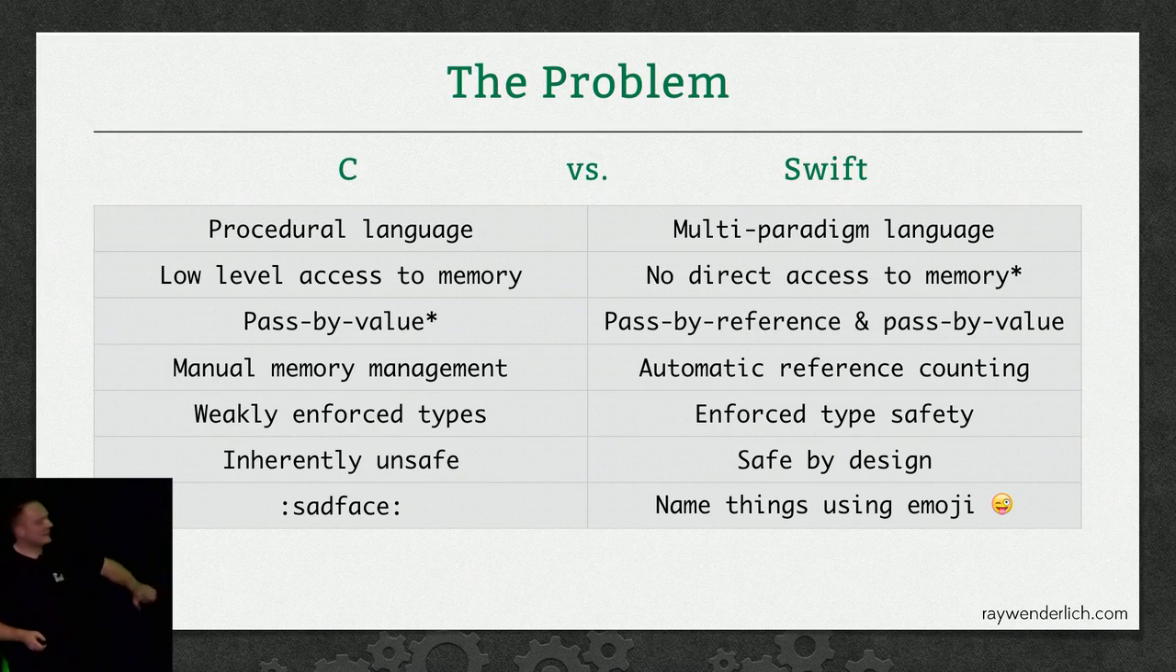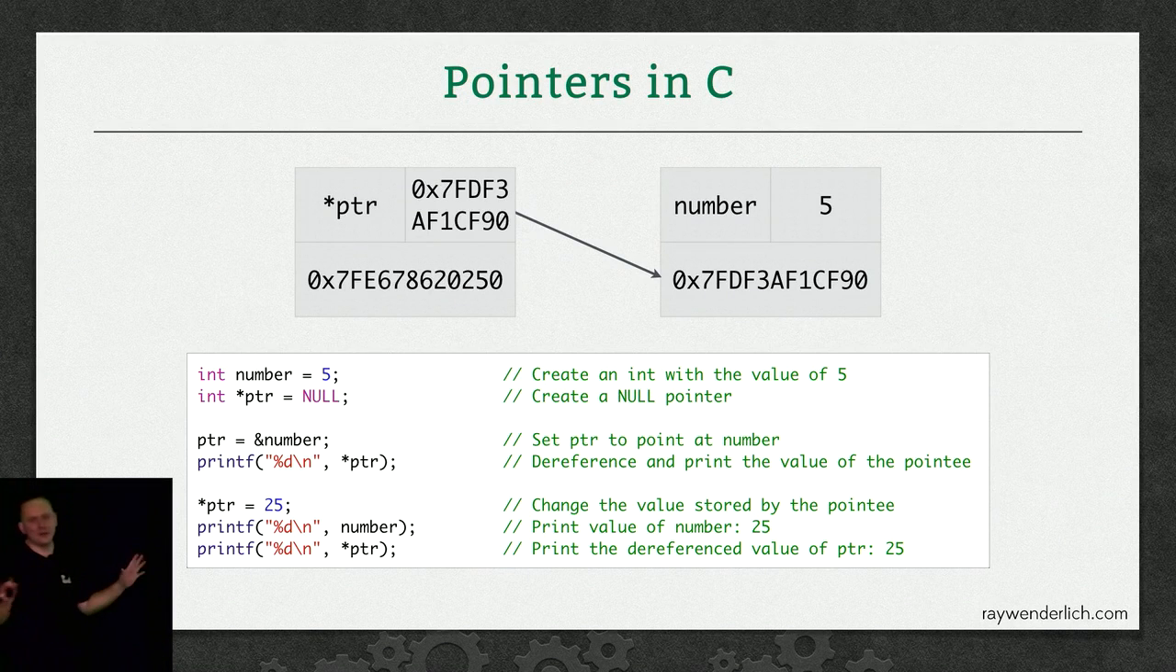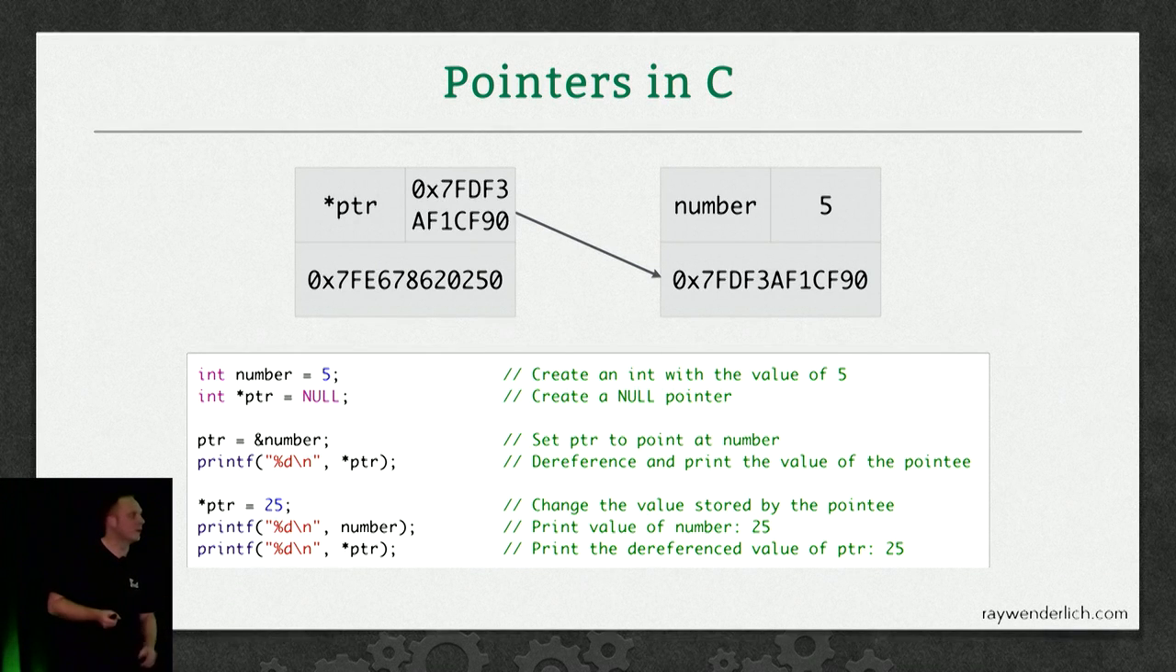And this has nothing to do with the rest of this table, but we wanted to put this in. Obviously, you can name things in Swift using emoji, but obviously there's no emoji in C. So, quick crash course, as I said. All this will be really familiar with anybody that's done any C programming.